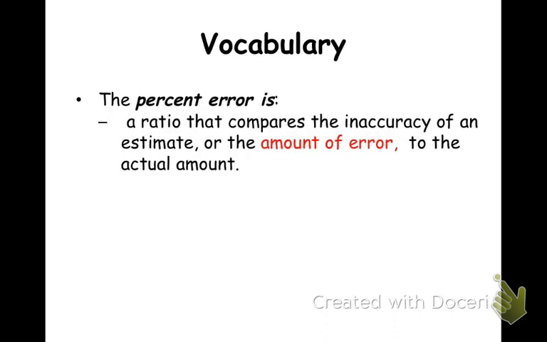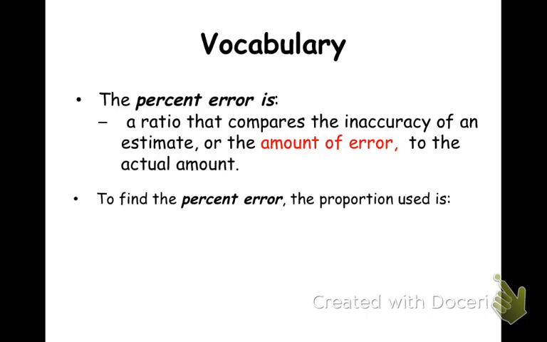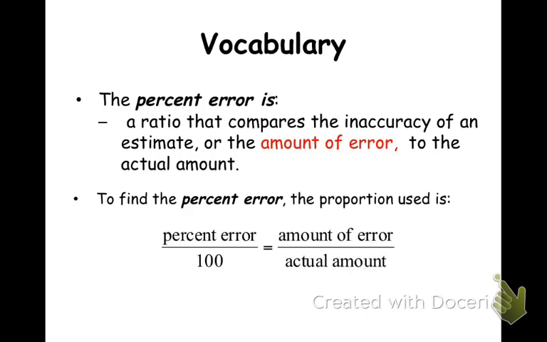So we call the percent error the ratio that compares the inaccuracy of an estimate, or the amount of error, to the actual amount, and sometimes this actual amount is the accepted amount or the accepted value. So to find the percent error, we use this proportion. Okay, this looks very much like our percent of change, but the wording and the vocabulary, you just have to get the precision down on where we're going to get the numbers and the amounts to fill in. So the amount of error would be the difference of the guess or estimated value to the actual value. So let's give a couple of these a try.